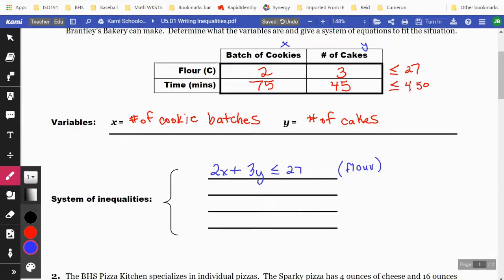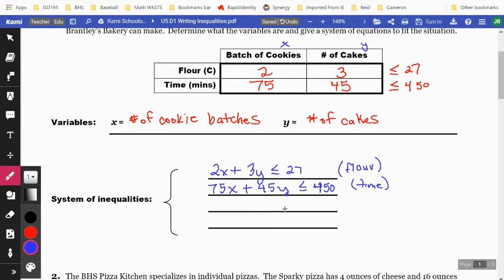The second inequality comes from the second row of our table. It's really a constraint, or an inequality, on the amount of time that he has. It takes 75 minutes for every batch of cookies. It takes 45 minutes for every cake. And when you add that together, you get a total amount of time that Brantley uses. Well, the constraint on time is that Brantley only has 450 minutes in that day to bake, so it has to be less than or equal to 450 minutes. Just going to label that as a constraint on time.